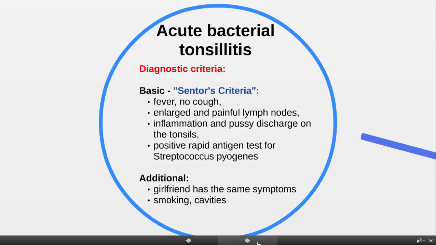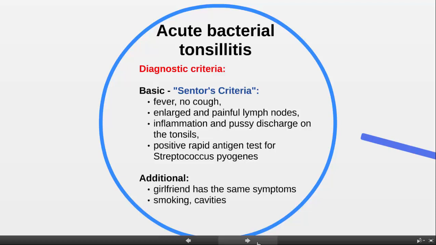Fever, it is present, so 1 score plus. No cough, 1 vote pro bacterial tonsillitis. Enlarged and painful lymphatic nodes, another vote for bacterial tonsillitis. Inflammation and purulent discharge on his tonsils, which I found while examining, 1 vote pro. And then the positive streptococcus antigen rapid test gave me the basis to prove that it is definitely acute bacterial tonsillitis.